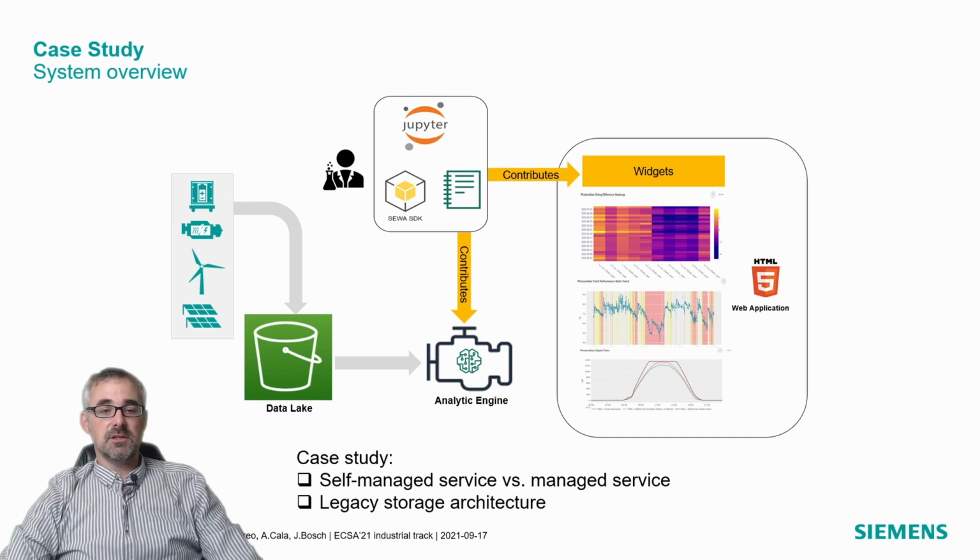So we designed 2 case studies, one on self-managed service versus managed service. The first is on the data analyst IDE side. We compare hosting Jupyter by ourselves, creating the scalability infrastructure, and using AWS SageMaker. The second aspect is a re-engineering of the data lake. We started with a first solution, and regarding the cost, we changed that solution to a new one. In this presentation, I will just focus on the legacy storage architecture.